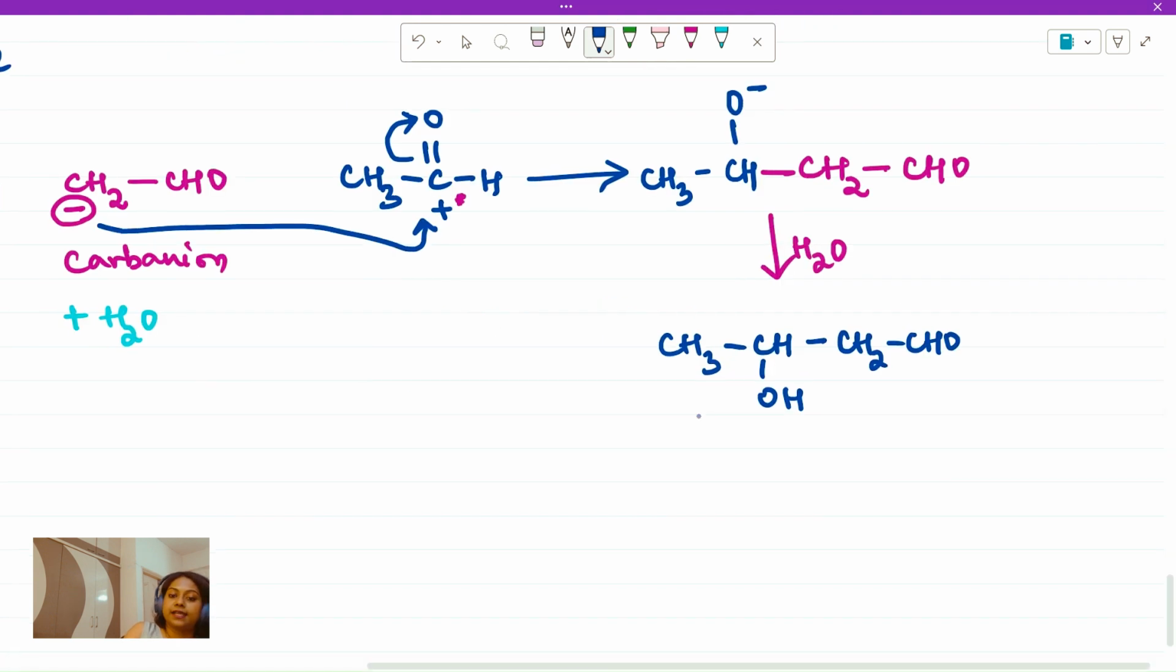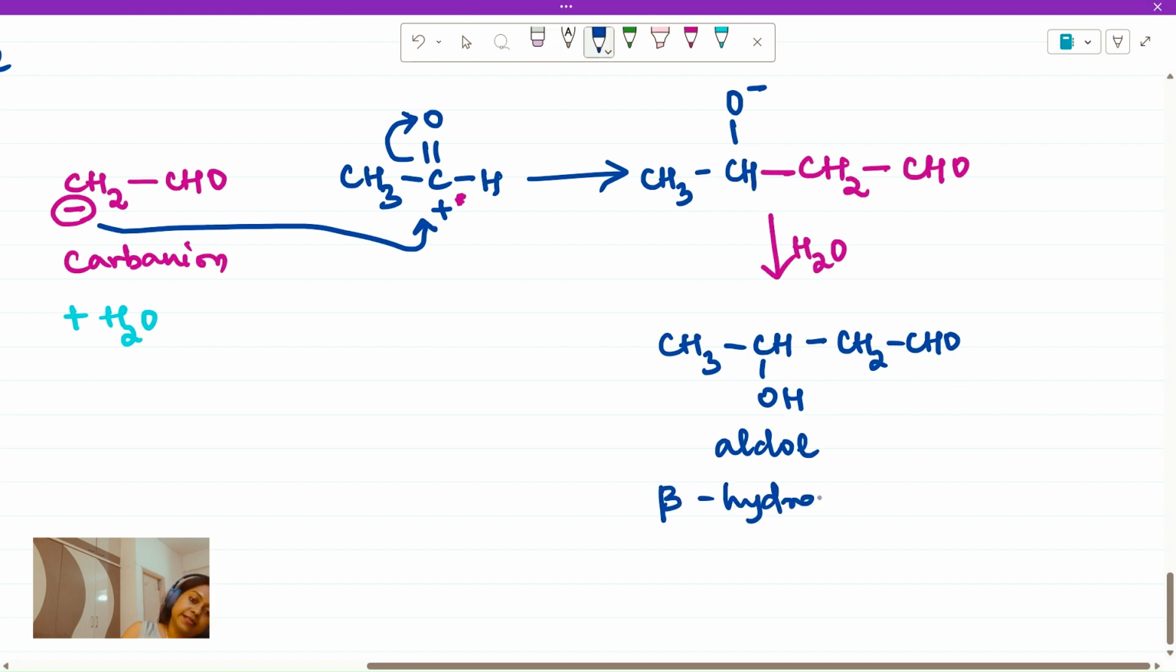What is this called? This is called an aldol, again reminding, क्योंकि यहाँ पे alcohol भी है and aldehyde भी है. Aldehyde plus alcohol, and this is called an aldol. And what kind of an aldol? Beta hydroxy aldehyde. Right?